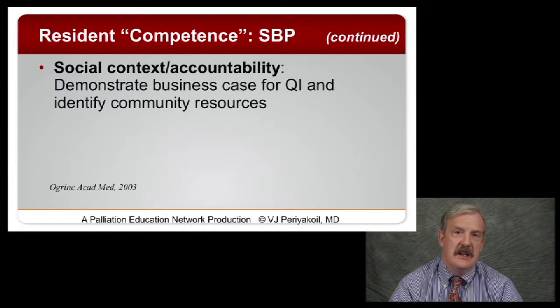And then finally, the social context and accountability piece. Can they demonstrate the business case for quality improvement and identify community resources? Again, most of our patients do not live in the hospital. They spend most of their time in the outpatient setting, and they spend most of their time at home. So how do we identify the community resources to enable them to care for themselves effectively when they're not encountering the healthcare system is just as important as when they're in a healthcare setting. And so understanding that social context accountability is an important system skill.